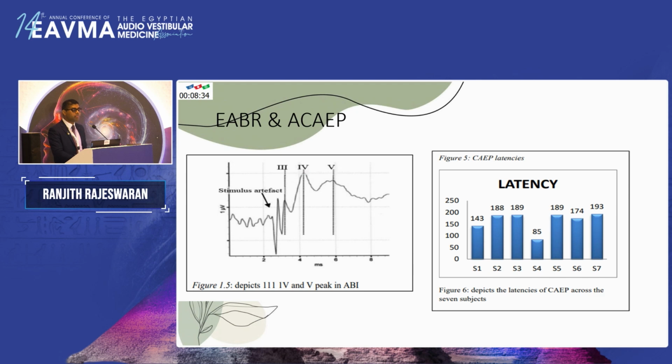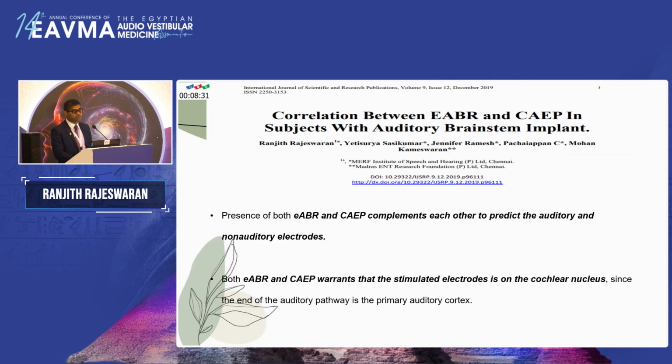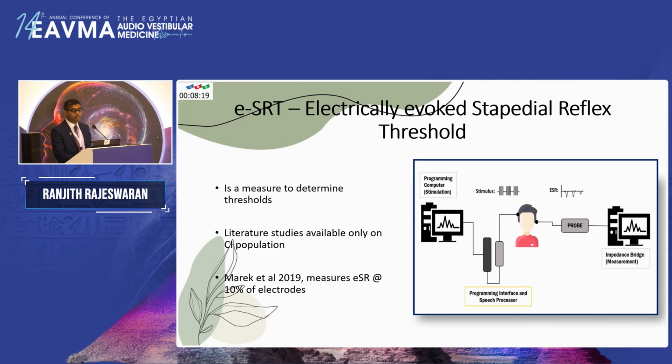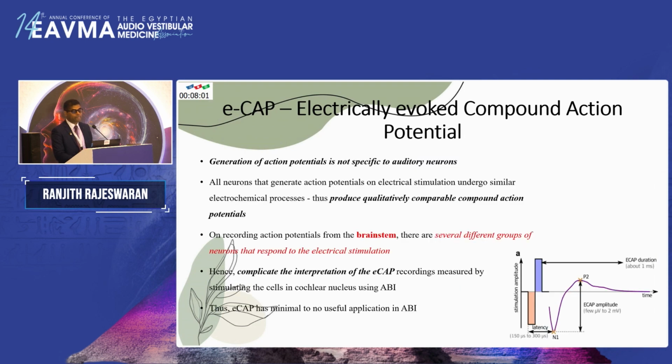We correlated the EABR and cortical potentials, and we published a paper where the EABR and cortical potential warrant that the stimulated electrode is on the cochlear nucleus, since the end of the auditory pathway is the auditory cortex. So it also correlates well. We tried to look at the electrostapedial reflex. I'm sorry, in none of our patients could we measure ESRTs. Even other researchers working in this area couldn't measure ESRTs, except Marek Polak, who could measure ESRT in 10% of the electrodes.